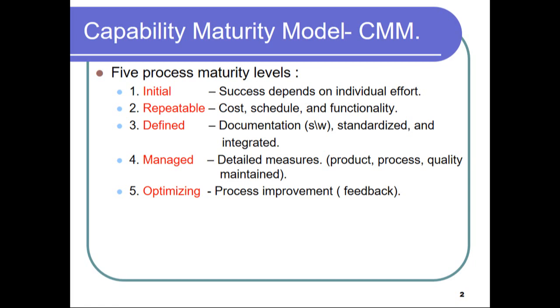So first is initial. What it says is that success depends on the individual efforts in software development. Then repeatable: the cost for the development, the scheduling for the development, and what functionalities are available. It is based on that.